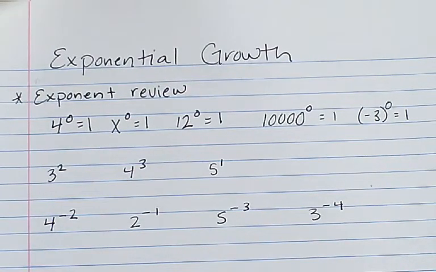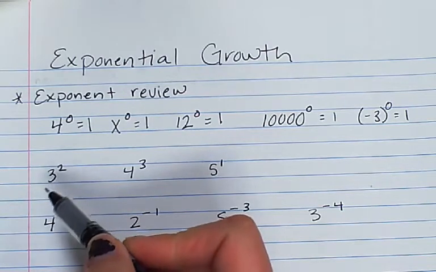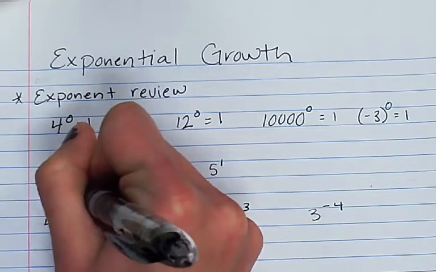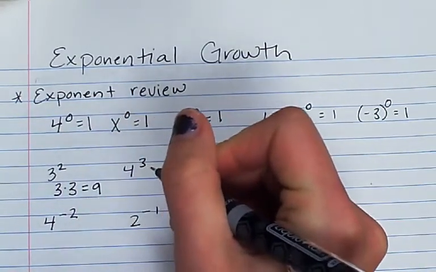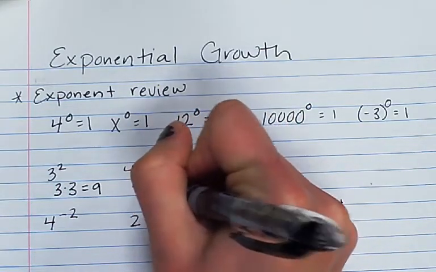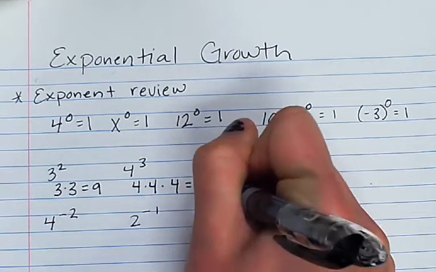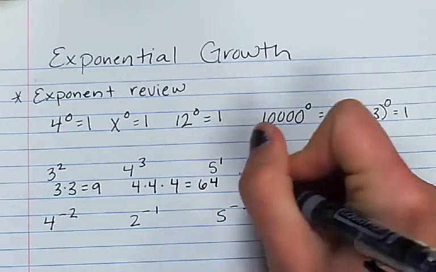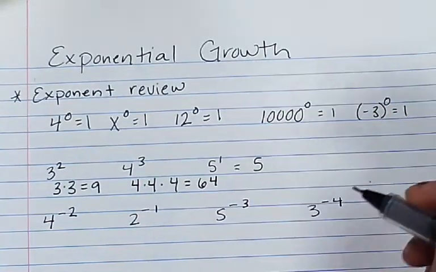For the next part, if you have a value other than 0 in the exponent, it just tells you how many times you multiply the base. So 3 squared, that means 3 times 3, which is 9. 4 cubed, that means 4 times 4 times 4, which is 64. And then this last one, if you have 5 to the first power, that's just 5, because there's only one of them that you're rewriting there.